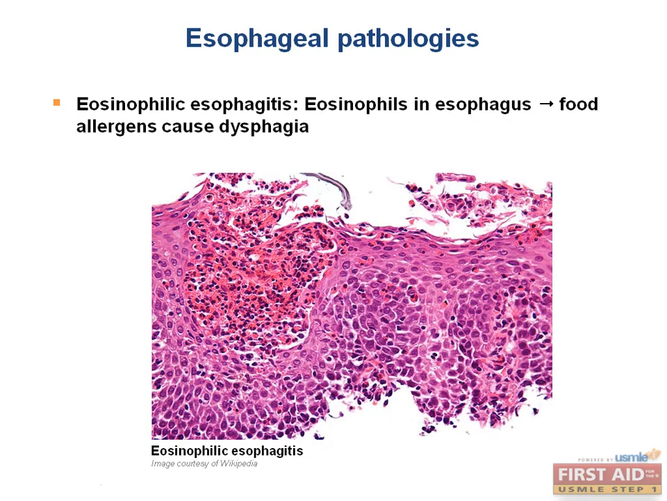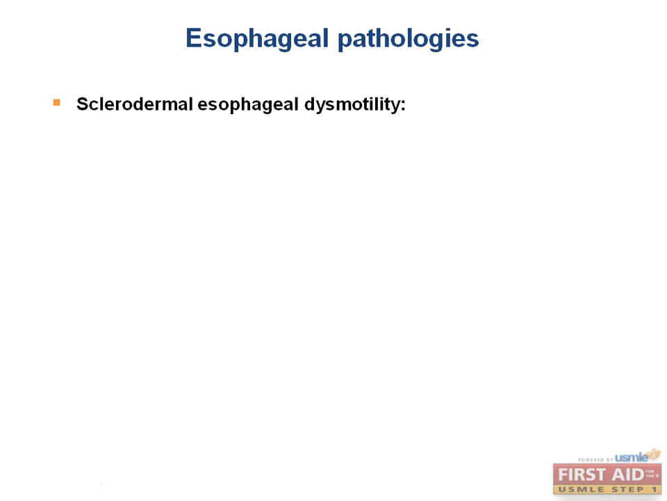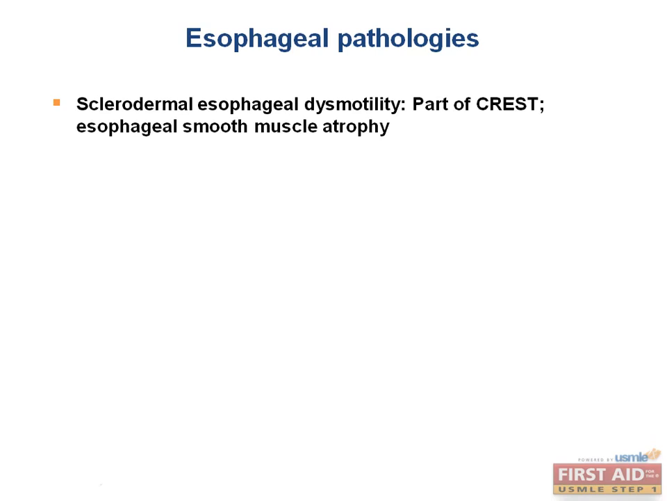Eosinophilic esophagitis, on the other hand, is an allergic inflammatory response, as one would suspect from the name. Eosinophils are in the esophagus, and food allergens cause dysphagia, heartburn, and strictures. Here you can see the eosinophils localizing into the esophagus. Sclerodermal esophageal dysmotility is part of what syndrome? That's right, it's part of CREST syndrome. Sclerodermal esophageal dysmotility is a progressive motility dysphagia in which there is smooth muscle atrophy. A decrease in the lower esophageal sphincter pressure and dysmotility causes acid reflux and dysphagia.